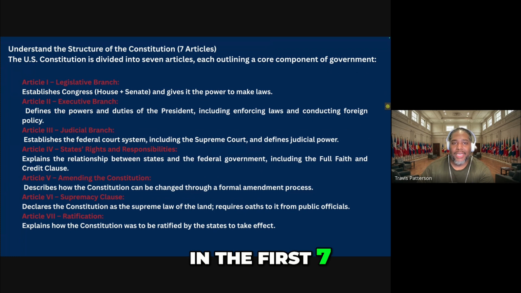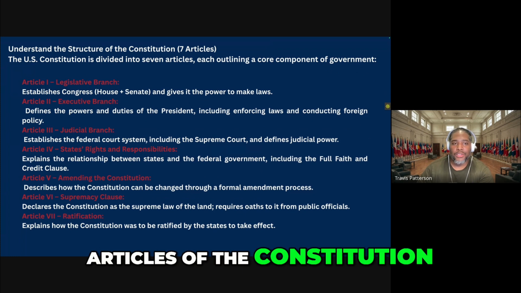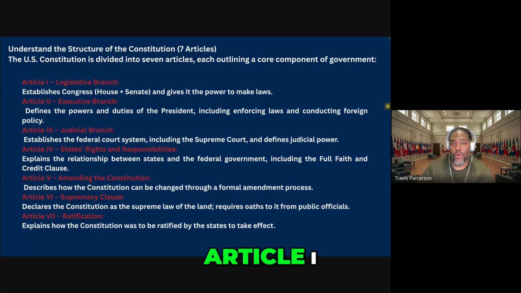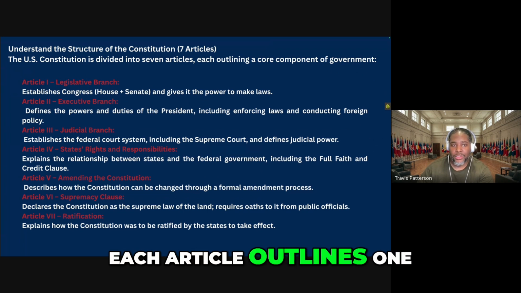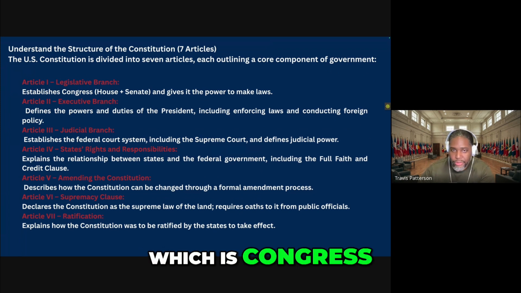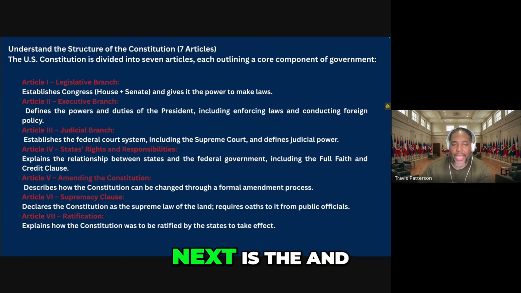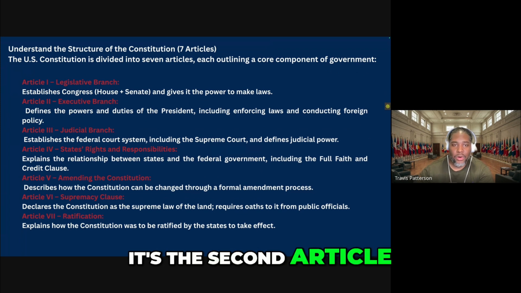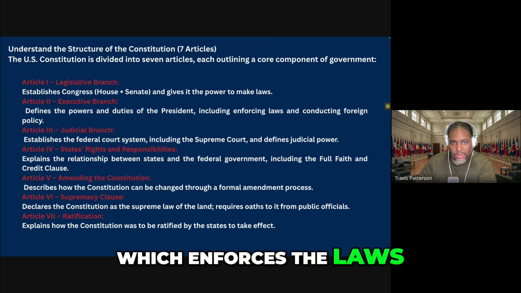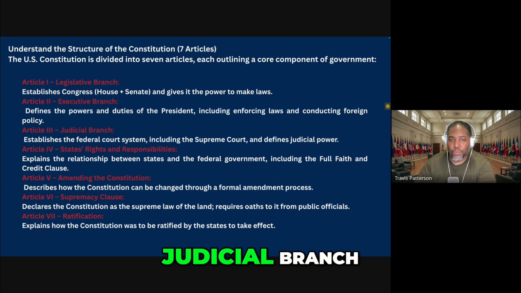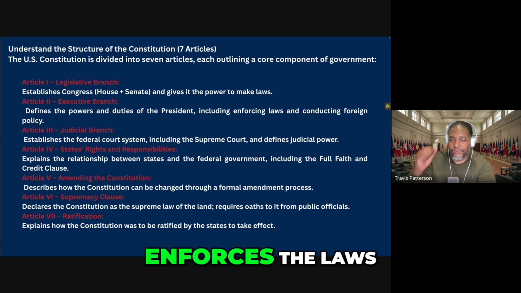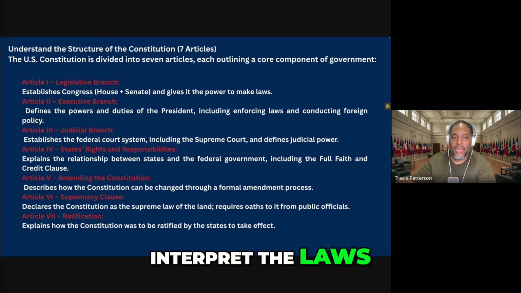Essentially, the first 7 articles of the Constitution begin with the preamble, but the real action starts in Article 1. Each article outlines one part of our government. The first article is the legislative branch, which is Congress, which writes the law. Next, the second article is the executive branch, which is the president, which enforces the law. Next, the third is the judicial branch, the courts. They interpret the laws. Congress writes the laws, the president enforces the laws, and the courts interpret the laws.